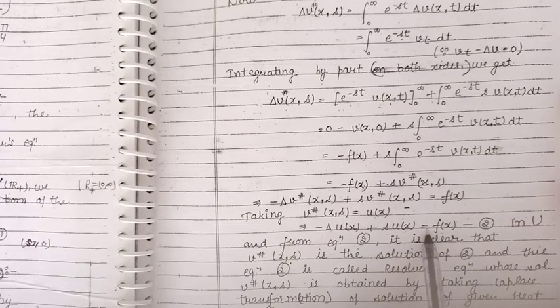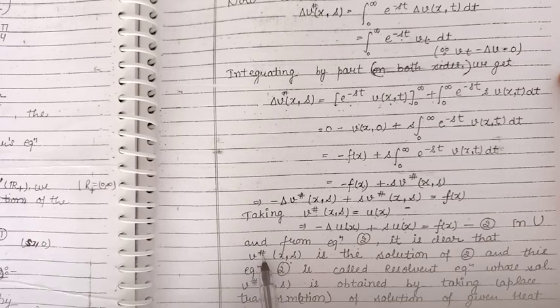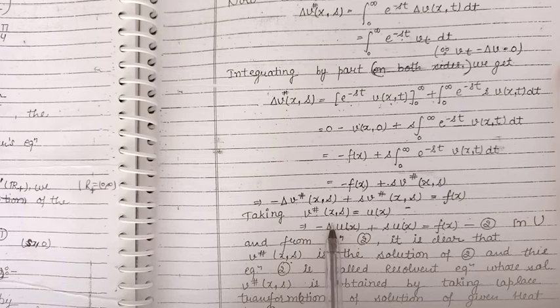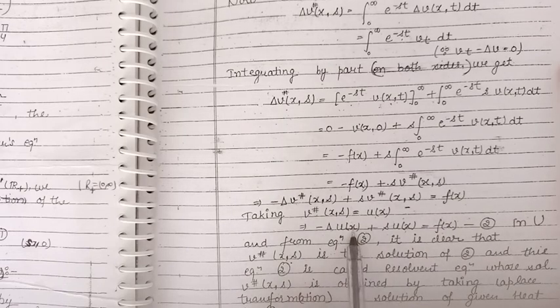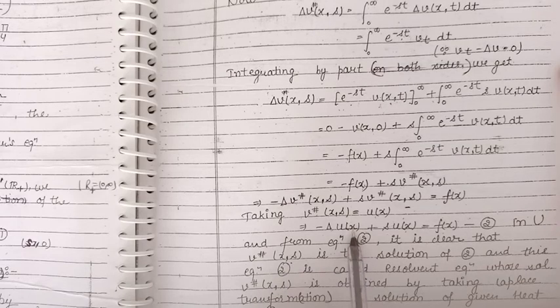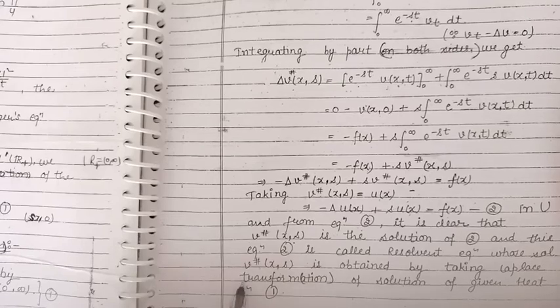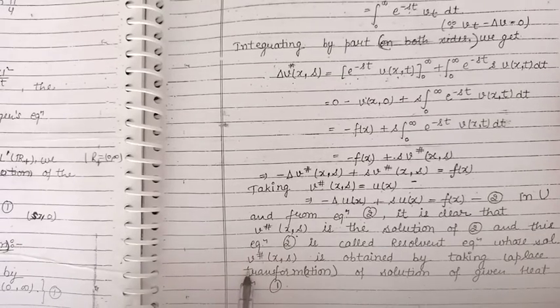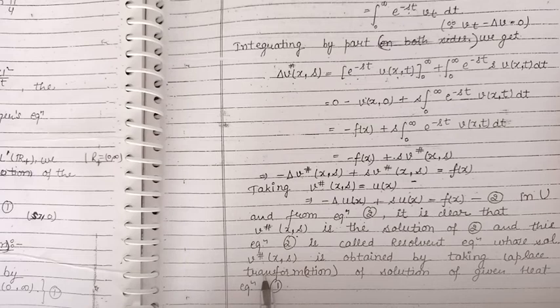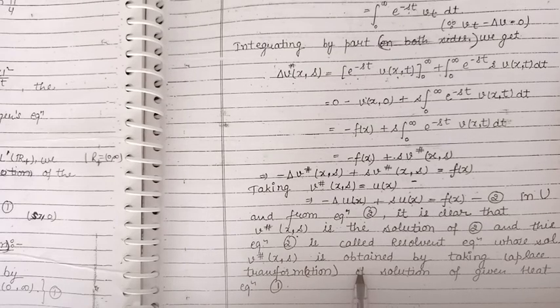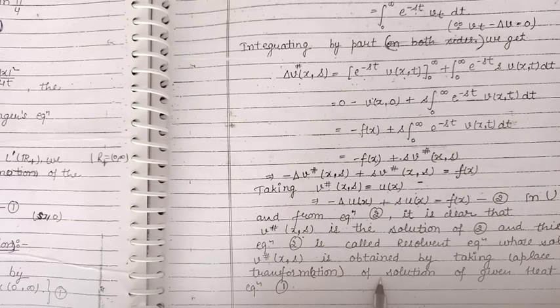So from this equation we can say that the function which is the Laplace transform of v is the solution of this equation. This equation is called the resolvent equation, and its solution is obtained by taking the Laplace transform of the solution of the given heat equation. So this was one of the examples for the Laplace transforms.